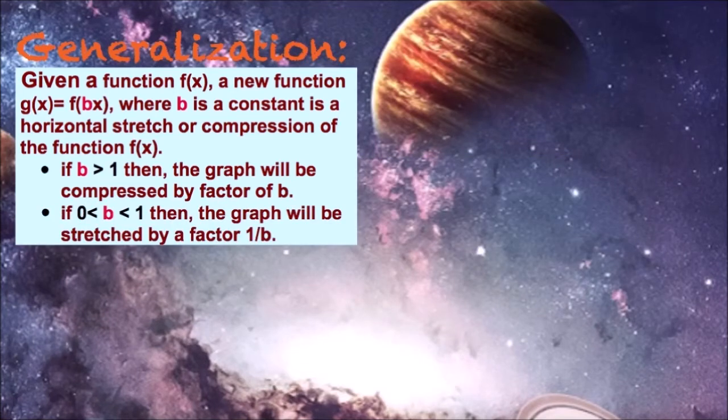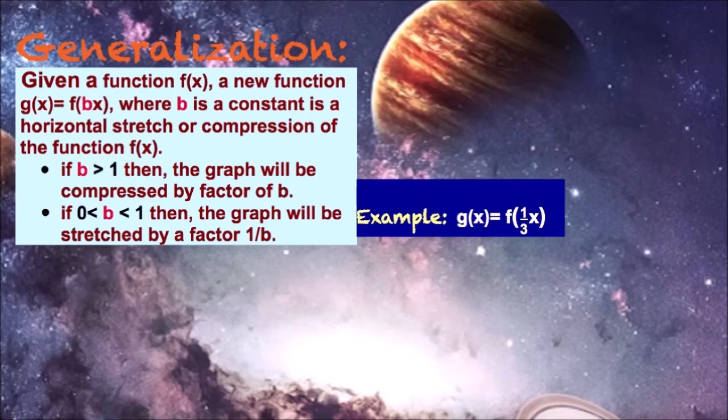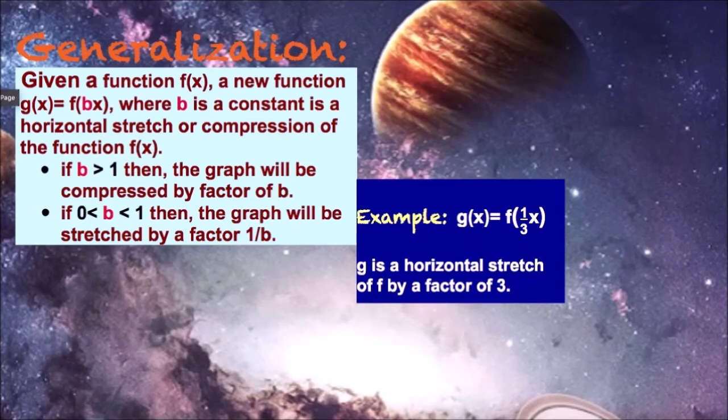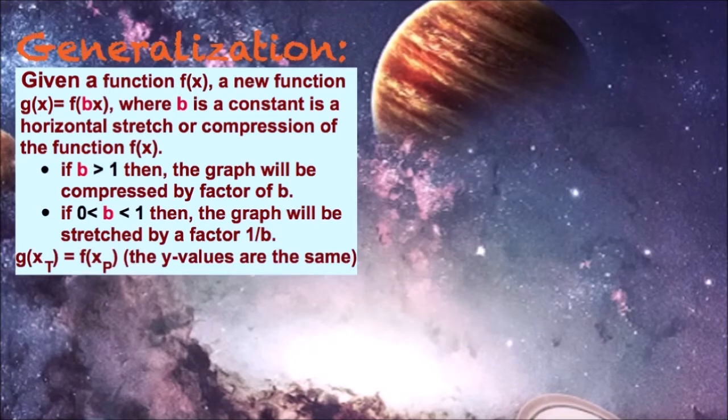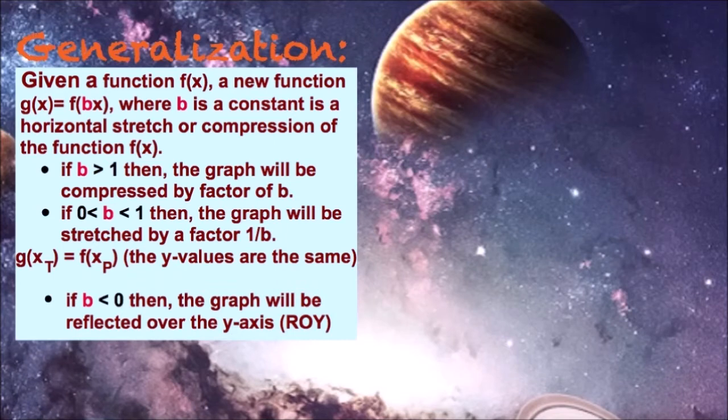If b belongs to the open interval 0, 1, then the graph will be stretched by a factor of 1 over b. Example, g of x equals f of 1/3 x. G is a horizontal stretch of f by a factor of 3. X parent is equal to 1/3 x transformation, which is equivalent to x transformation equals 3 times x parent. G of x transformation equals f of x parent. The y values are the same. If b is less than 0, then the graph will be reflected over the y-axis, or ROY.